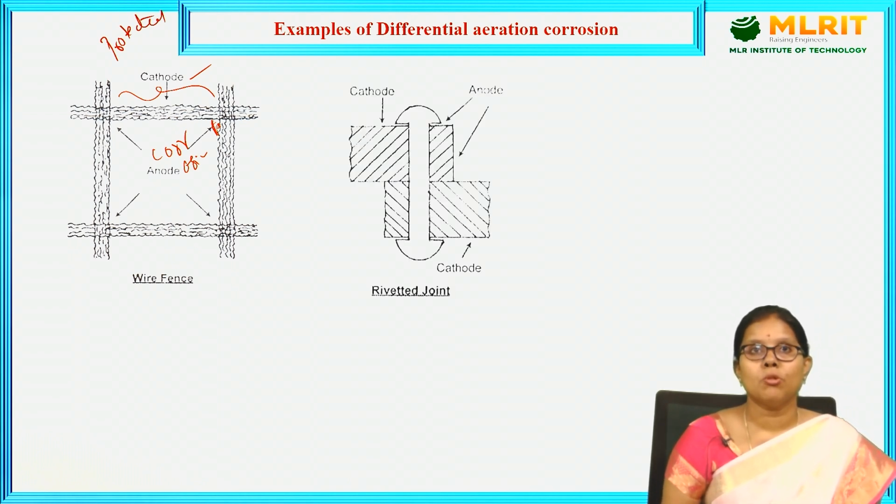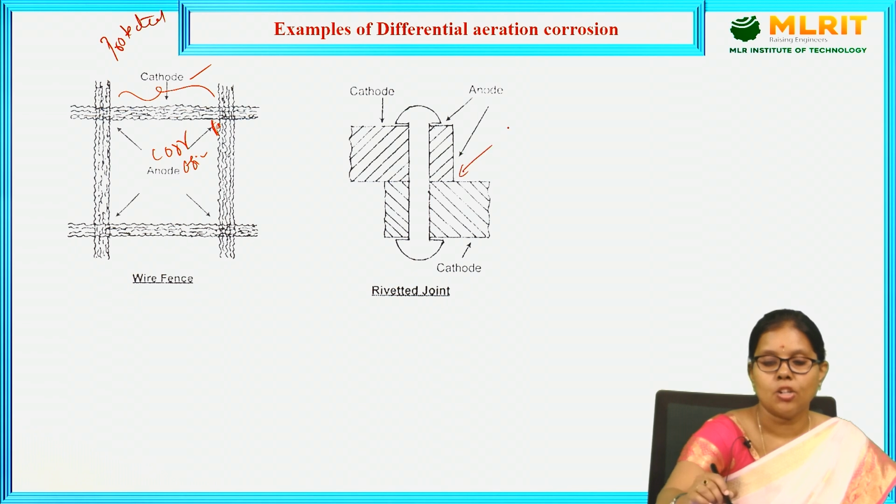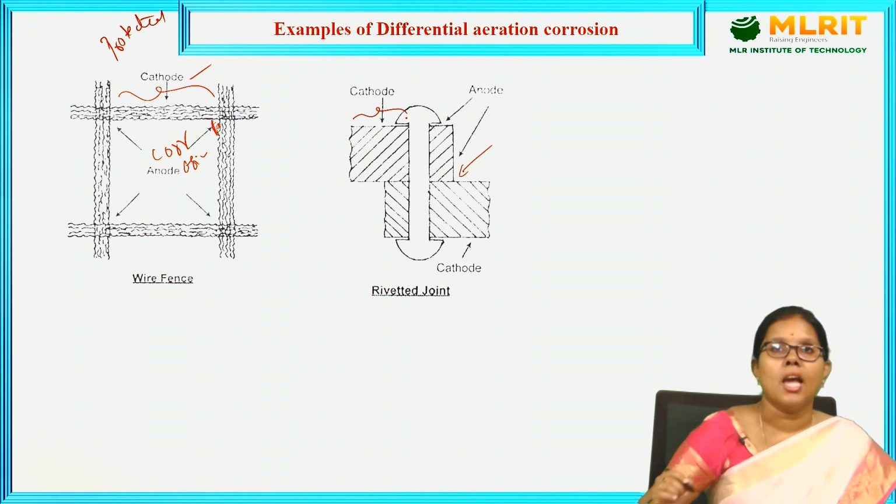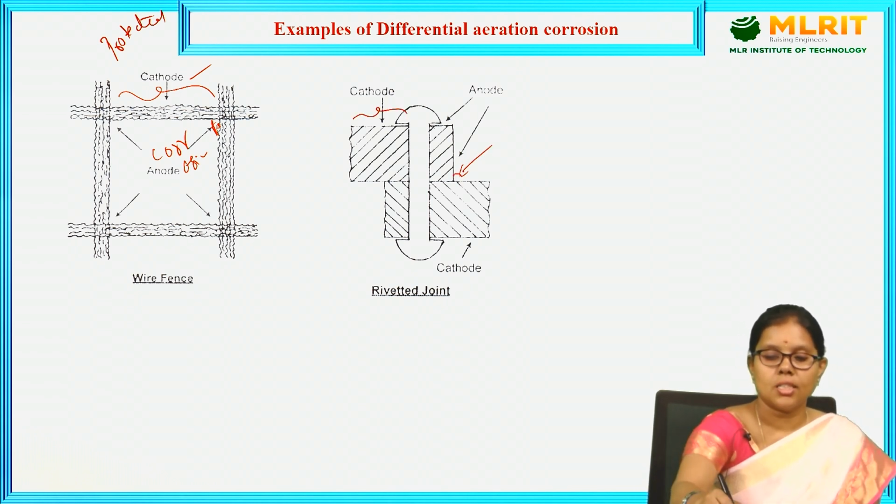If you see this one more structure with rivets and joints, the corners are the anodic places, and the plane surfaces act as the cathode. So the corrosion starts here.